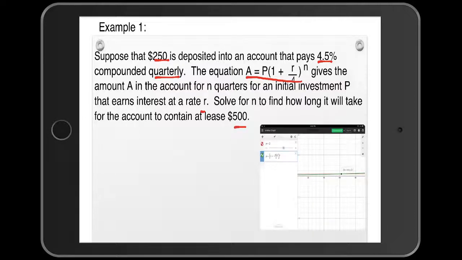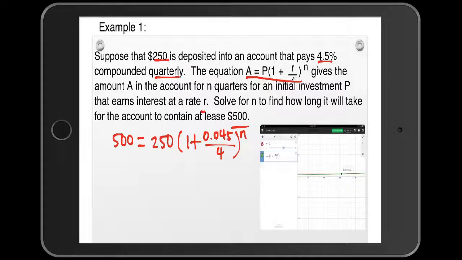So using the equation on top, we know that A is going to be 500 because that is our target amount. And the principal amount is 250, that is the initial amount, times 1 plus the rate, 4.5, that converts to 0.045, divided by 4 because quarterly means 4 times a year, and then raise it to the n power.